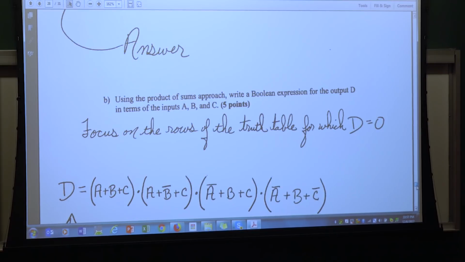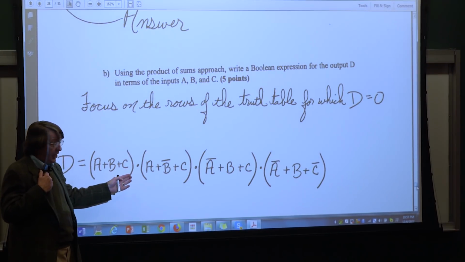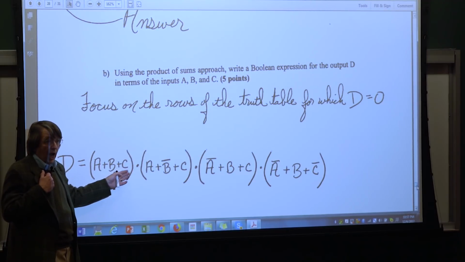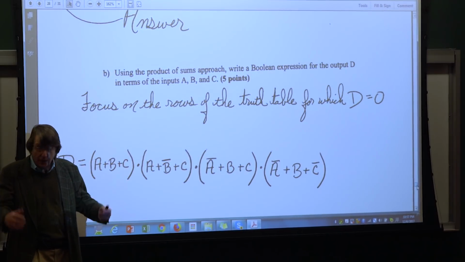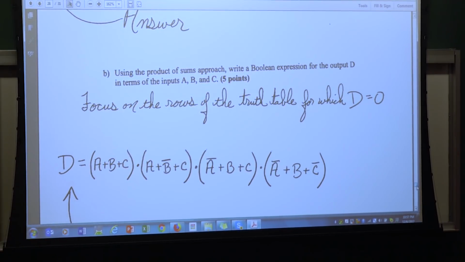Now, the second approach is product of sums. So product of sums. Now, this is the answer. Notice, we can think of it as a product of sums, the ANDing of ORs. So, my colleagues, if for sum of products we went to the table where the output was 1, in the other case, product of sums, we go to the case where the output is 0. That's it.